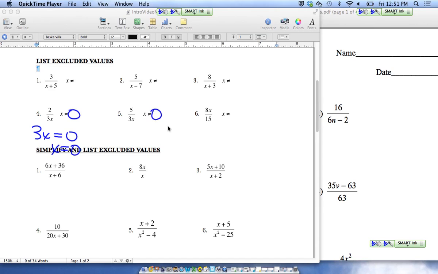In a problem like number 6, I have a variable in the numerator and no variable in the denominator. So for number 6, the numerator can be anything. The only variable value I'm worried about is the value in the denominator. So this problem has no excluded values because you have no variable in the denominator.